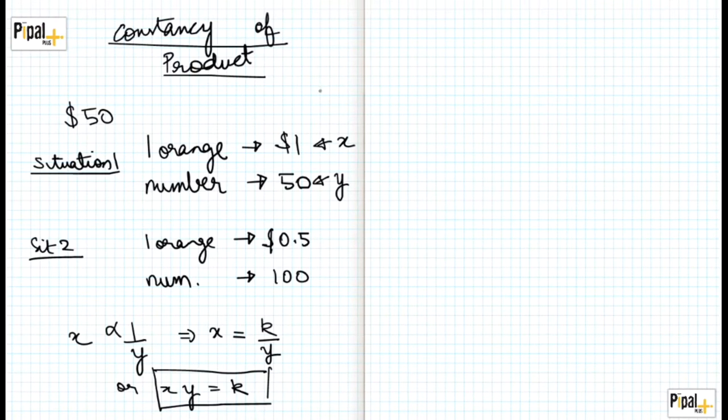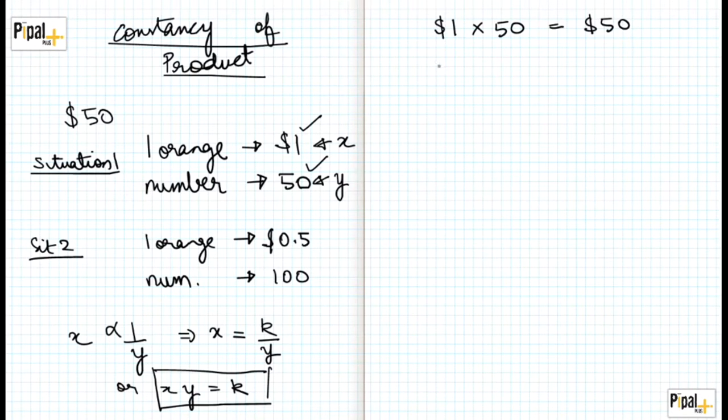Now, how do we handle situations like these when we are given an x and a y, and then we are asked if x changes by a certain percentage, what is the percentage change in y? So let's do this using an example. We start off with this basic situation. So $1 multiplied by 50 is a constant, right? That's the $50 I have in my pocket.